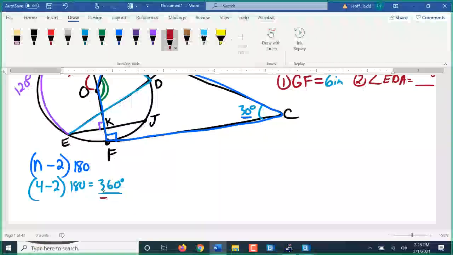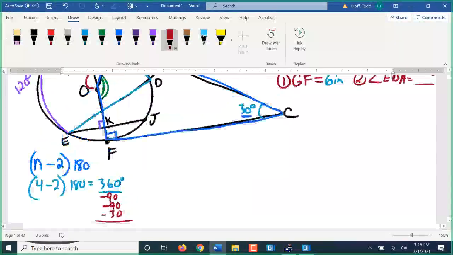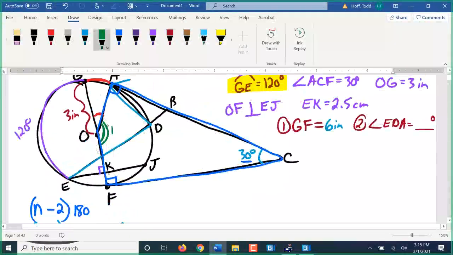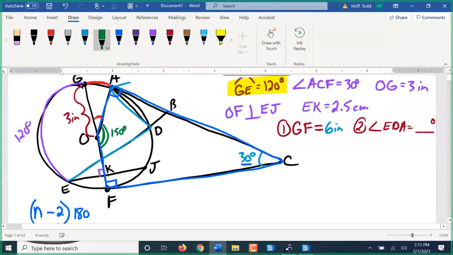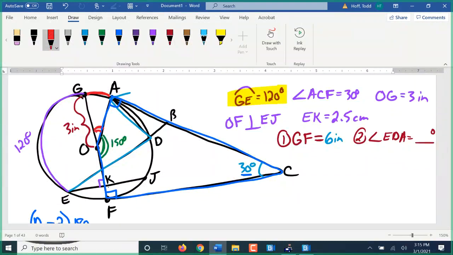I've got 2 right angles, so I'm going to subtract 90 degrees twice. And I have the 30 degree angle. Subtract that, I am left with 150. Back up here, this has to be 150 degrees. Now, that's 150 degrees. What does that make this angle up here? 30. Very good. That makes this arc also 30 degrees.